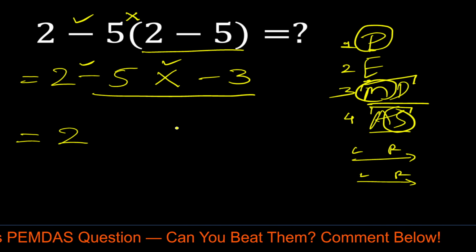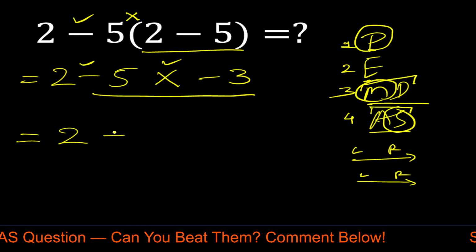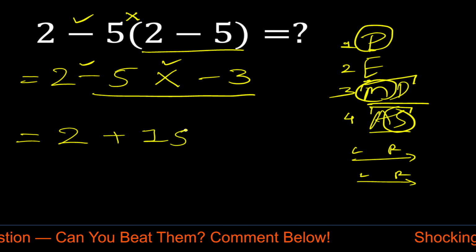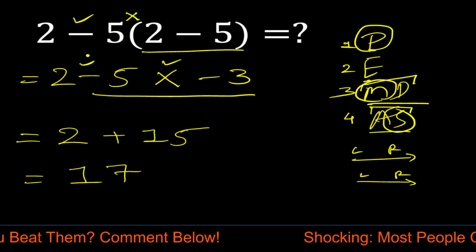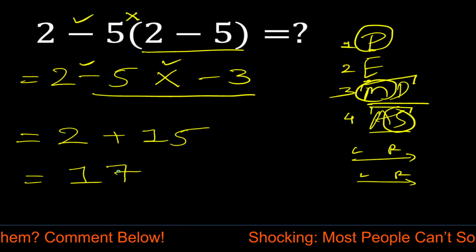So 2, now minus 5 times minus 3 is equal to plus 15. So 2 plus 15 is equal to 17, right? So the correct answer is 17.